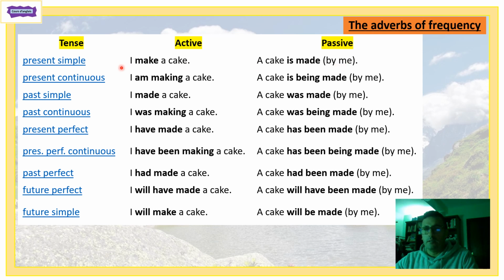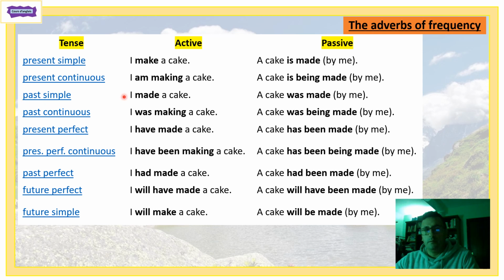I make a cake. Je prépare un gâteau. Ou bien je fabrique un gâteau. Parce que le verbe to make a beaucoup de sens. Ça pourrait être préparer, fabriquer, faire, construire, ainsi de suite. Alors, c'est pas ça ce qui nous intéresse. I make a cake. A cake is made by me. Next, la suite. Present continuous. I'm making a cake. A cake is being made by me.